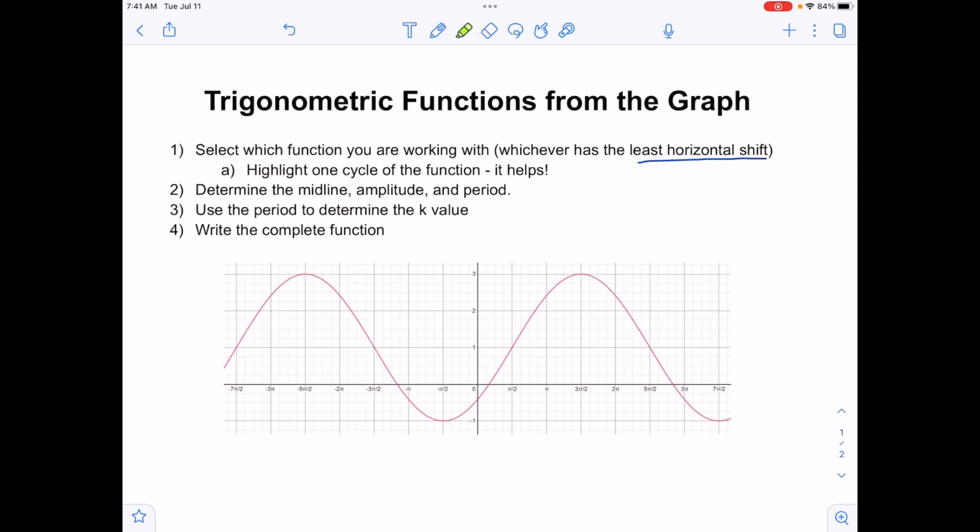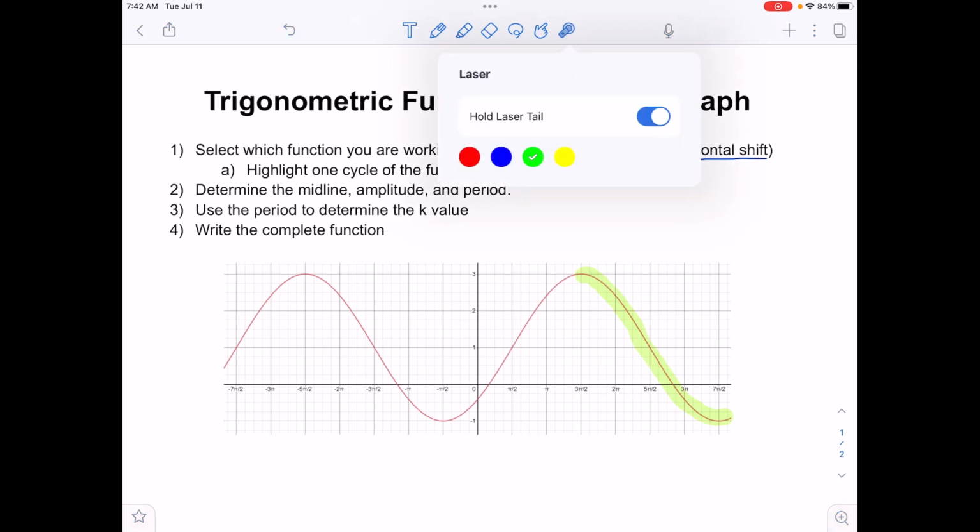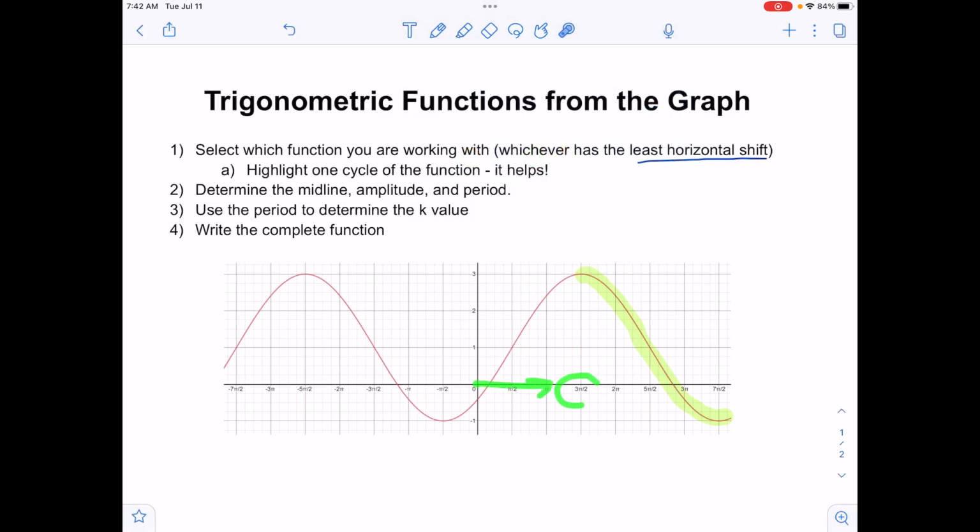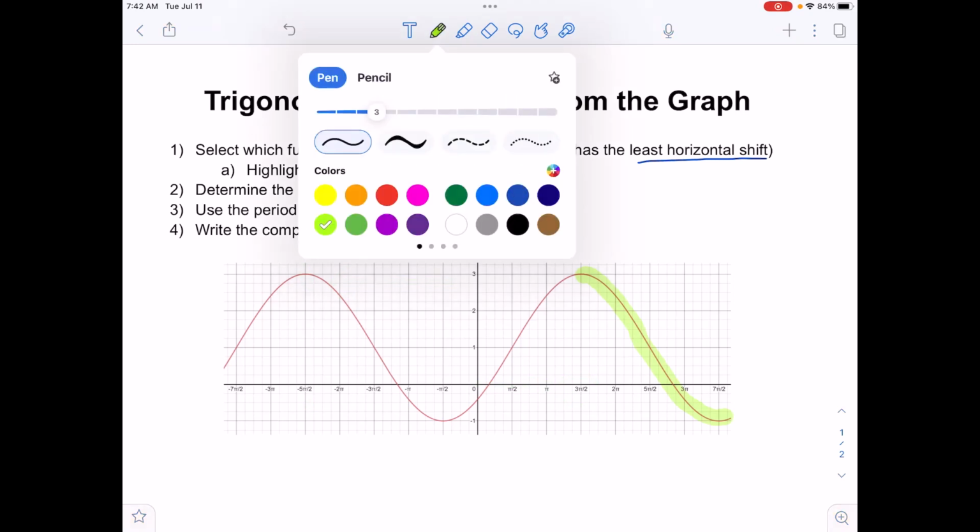I can clearly see a cosine graph starting at the top and then coming down. But that one has a pretty big shift to the left because it's starting all the way over here. So in fact, my cosine with the least amount of shift would probably be the next cycle, which would be here. Because now this only has a shift of 3π/2, whereas if I were to start here, the shift left is 5π/2. So that's going to be our cosine option.